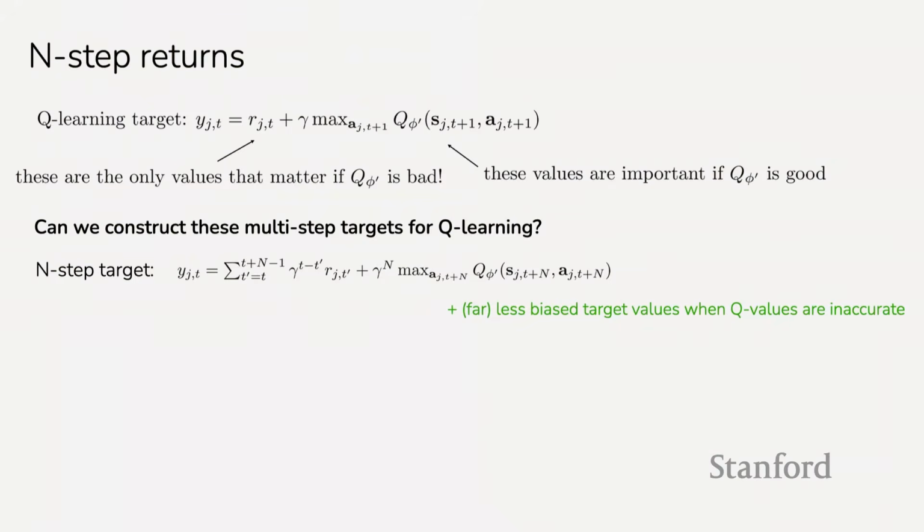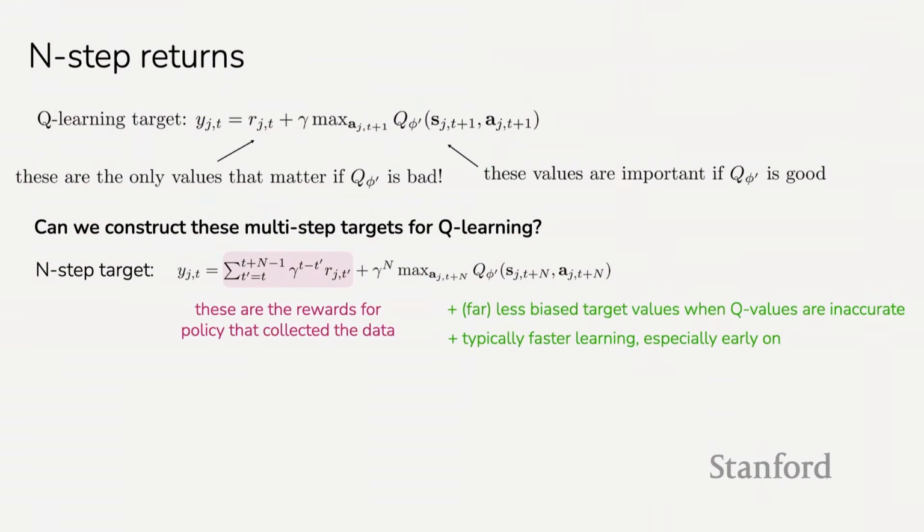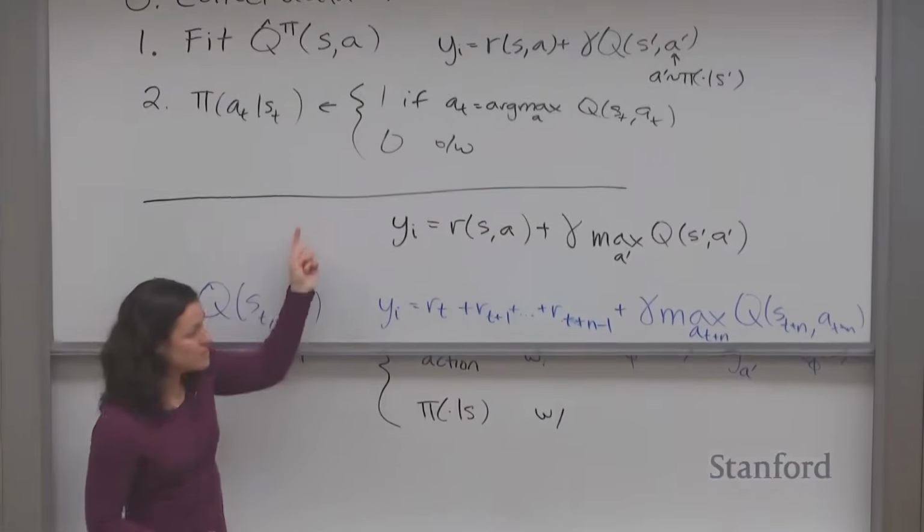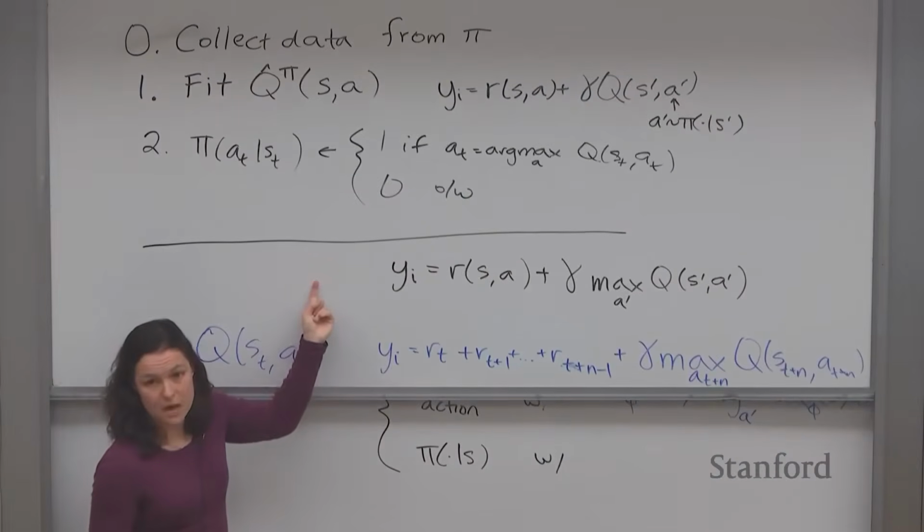So there's kind of pros and cons here. One is that it's a lot less biased, a lot faster to learn on, especially early on. But the downside is that these rewards are for the policy that collected the data, not for the optimal policies. And we're trying to estimate the Q function for the optimal policy. So this is a kind of a downside when using n-step returns with Q-learning. Now, this is not an issue with n equals 1, because there the reward will just be a function of s and a, and we're estimating the Q value of s and a.